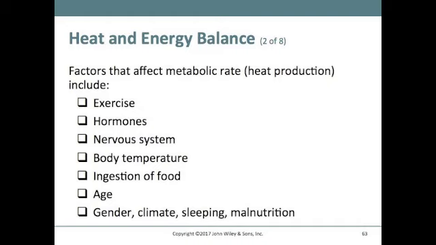And concerning the other factors that affect metabolic rate, including gender, which is lower in females except during pregnancy and lactation, climate, which is typically lower in tropical regions, and sleep, which lowers the metabolic rate, and of course malnutrition can also lower the metabolic rate.